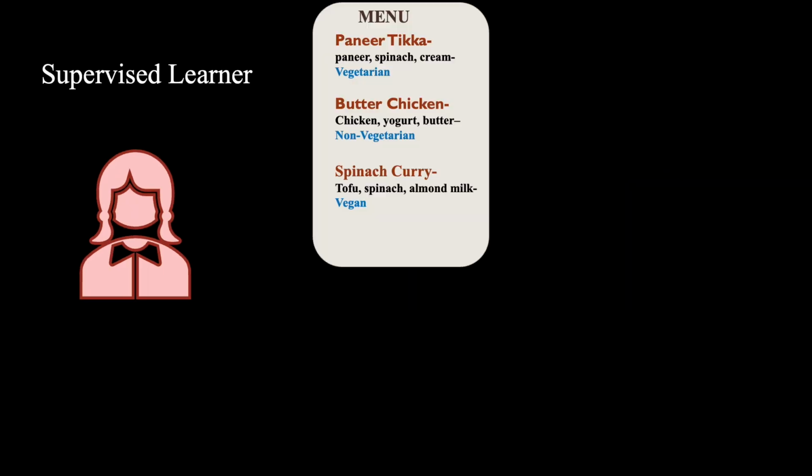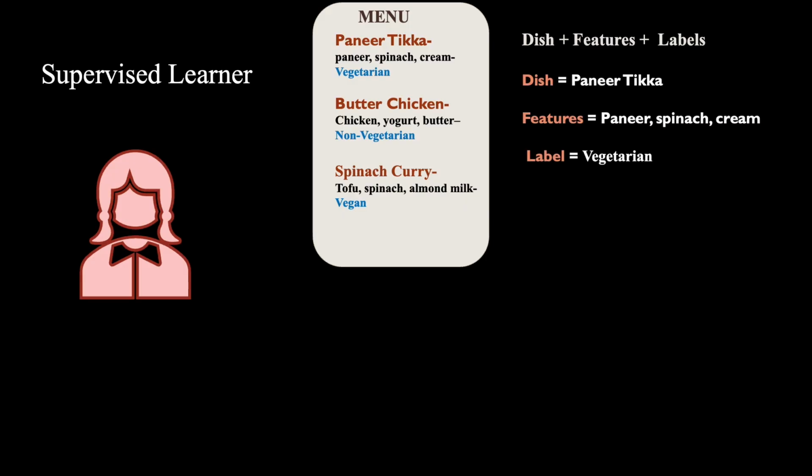She gets a food menu. She looked into the menu and she saw paneer tikka and its ingredients and its diet type, and also butter chicken, spinach curry, all those things. So in this menu, everything is a dish with its ingredients and its label, meaning a diet type format. Here the dish is paneer tikka, its features or ingredients are paneer, spinach, cream, and the label is vegetarian.